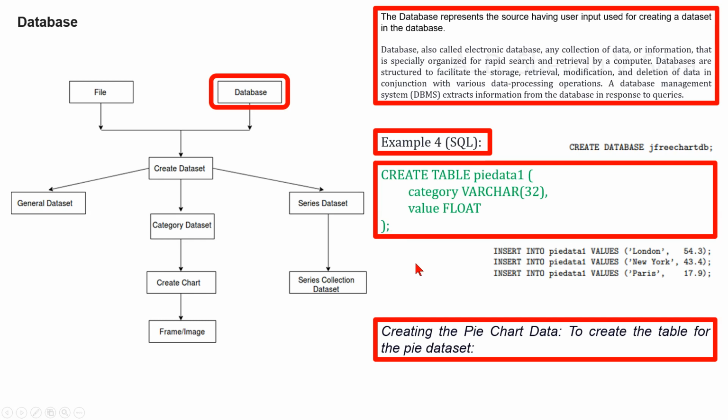First, while logged in as the database administrator, you can create a test database called JFreeChart DB. Here: create database JFreeChart DB. Next, you can create a user, for example, JFreeChart. Create user JFreeChart with password, with some password. This username and password will be used to connect to the database via JDBC.